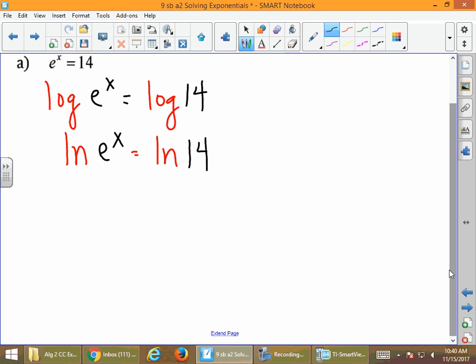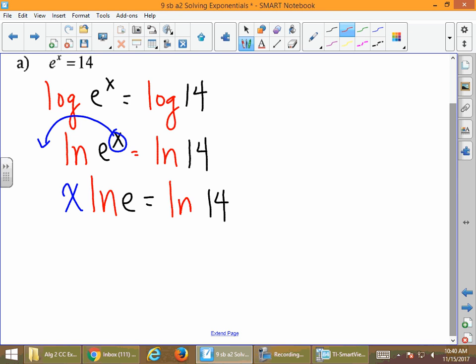But regardless of whether we use log, our common log, or we use ln, our natural log, the power property still applies. We're going to take this x and we're going to write it out in front. So it's going to be x natural log of e equals natural log of 14. And then it's x times the natural log. So our inverse operation is going to be to divide by the natural log.